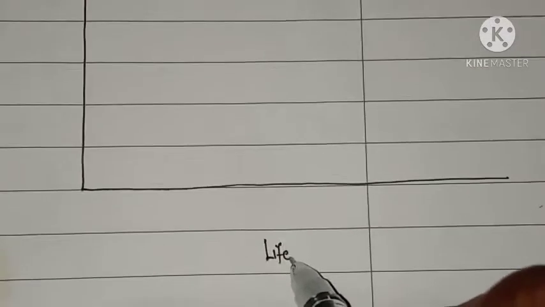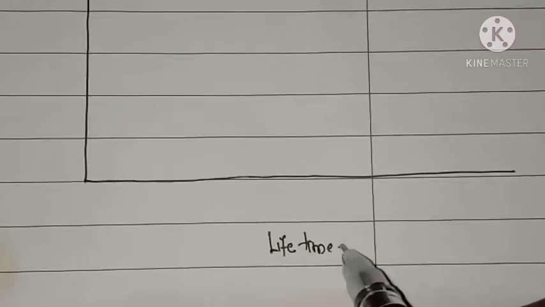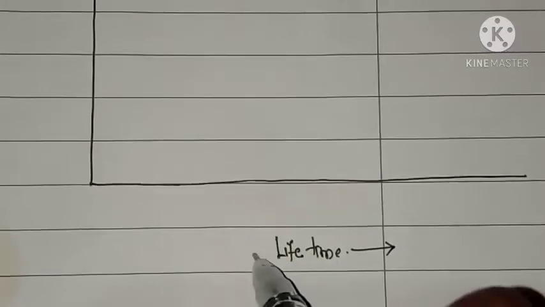First we want to draw the x-axis and y-axis. Along the x-axis you can write lifetime, that is the class interval. Lifetime along the x-axis, and along the y-axis we have to write frequency. Here frequency is the number of lamps. Number of lamps, that is frequency.